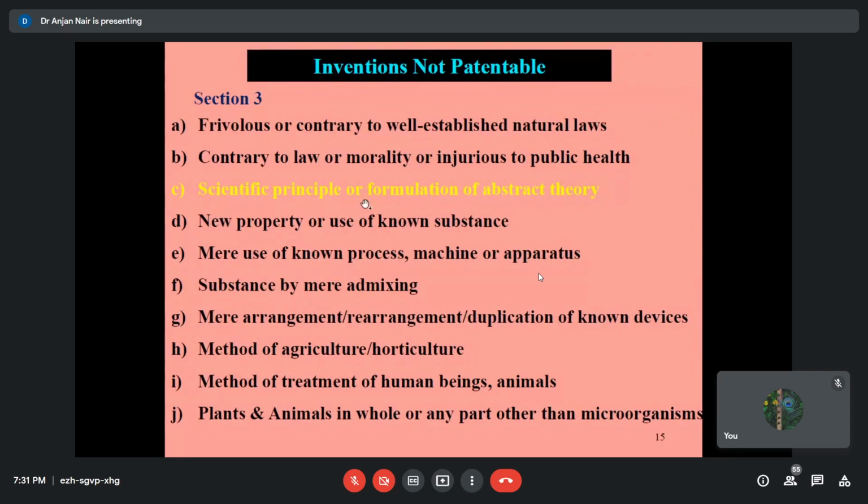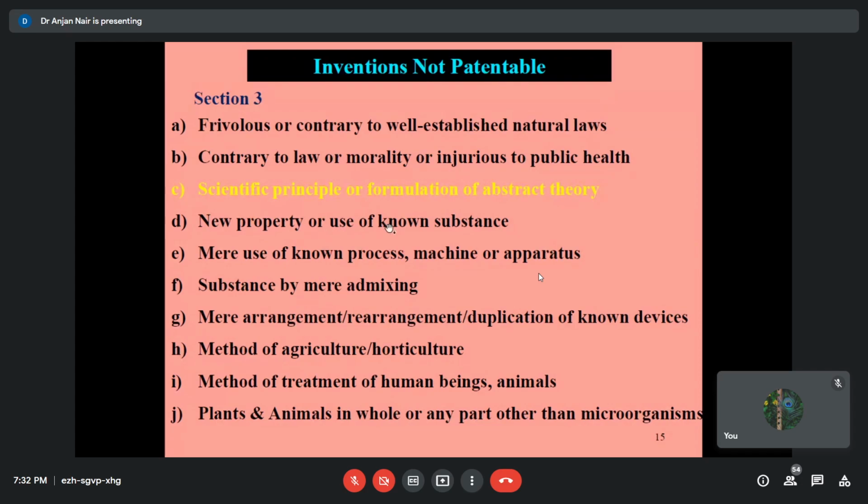Again, a scientific principle or the formulation of an abstract theory. Many students come and say, I have derived a new equation or a new mathematical form, can I get a patent for that? No, you cannot get a patent for these things. And just coming with a new property or new use of a known substance.